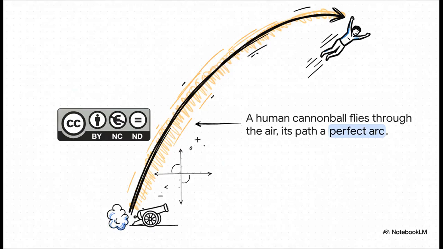To get us started, let's think about a classic physics problem. Picture this, a human cannonball flying through the air. Their path traces this perfect arc, a parabola, which we can actually describe with a pretty specific mathematical formula.